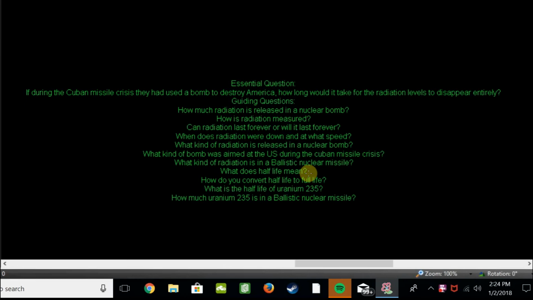What kind of radiation is in a ballistic nuclear missile? What does half-life mean? How do you convert half-life to full life? What is the half-life of uranium-235, and how much uranium-235 is in a ballistic nuclear missile?